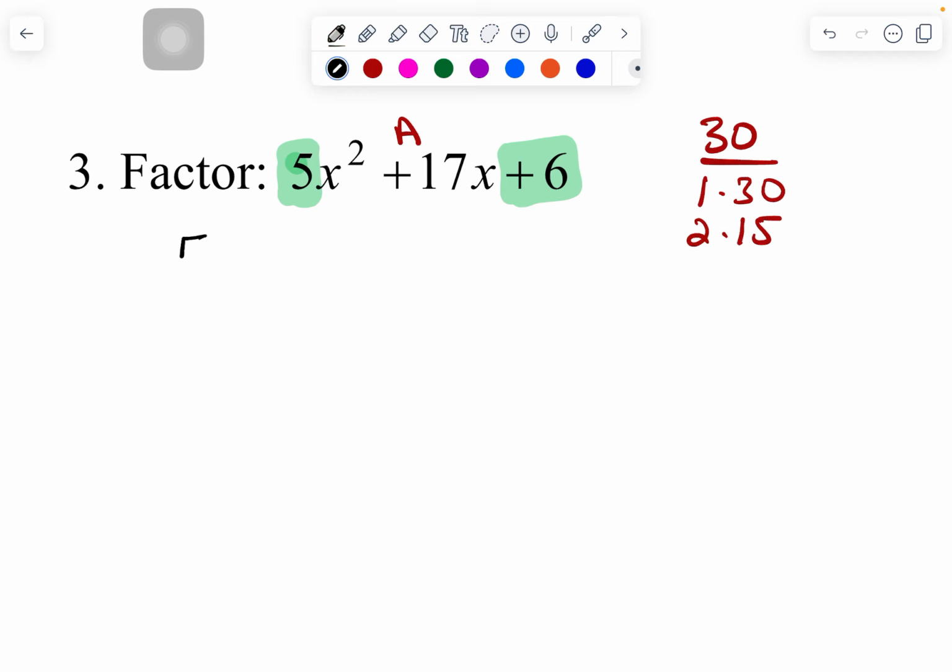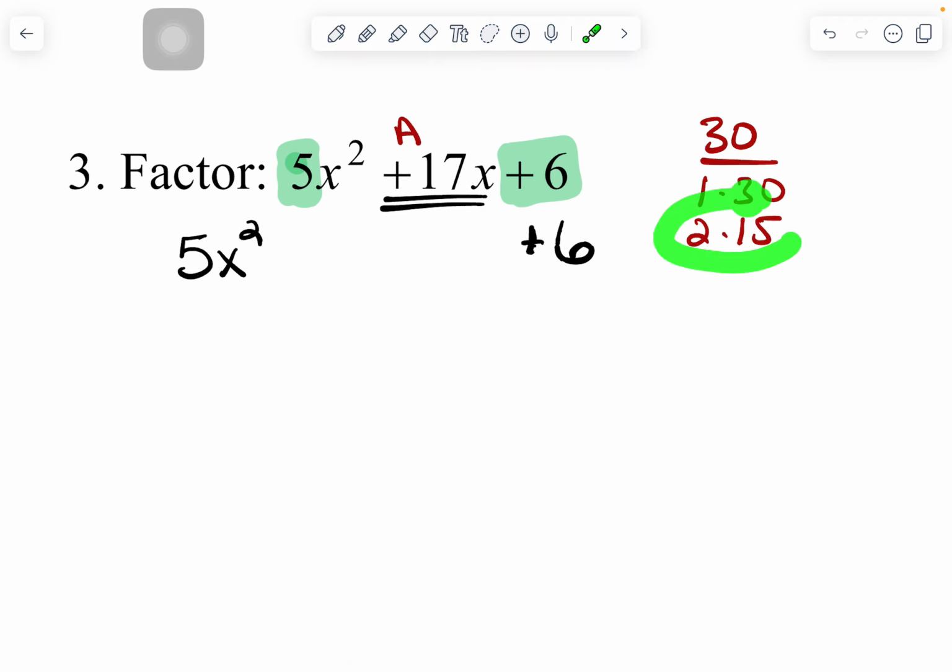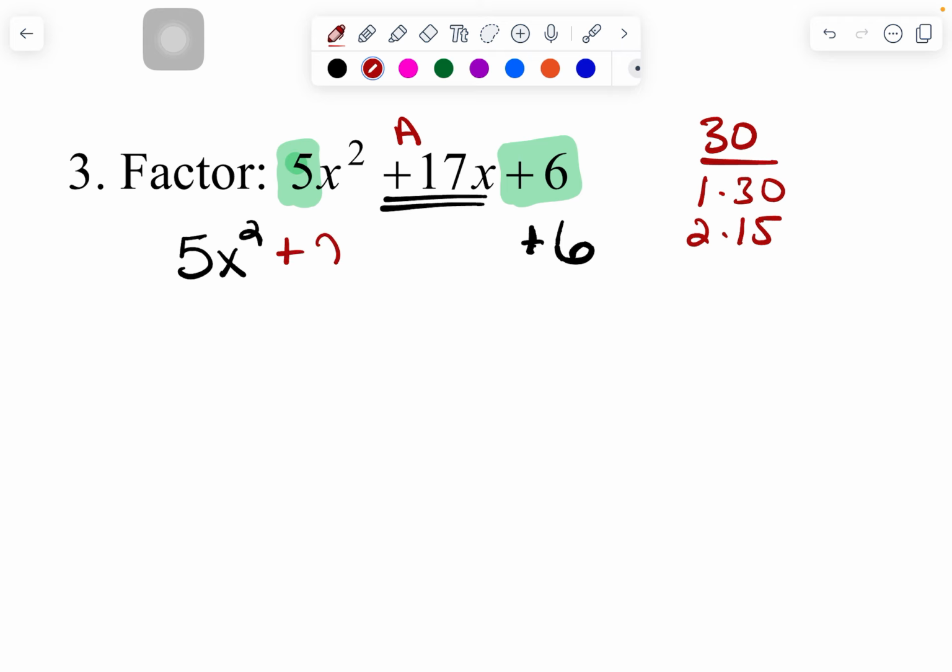All right, I'm going to keep the first term the same. I'm going to keep the last term the same. I am going to split the middle term using those two factors. Which one comes first? It doesn't actually matter, especially in this problem where both things are positive. So let's say for giggles, I put plus 2x and then the plus 15x. I'm literally just following the way I wrote them there. That's fine. I think we would all agree 2x plus 15x is 17x.